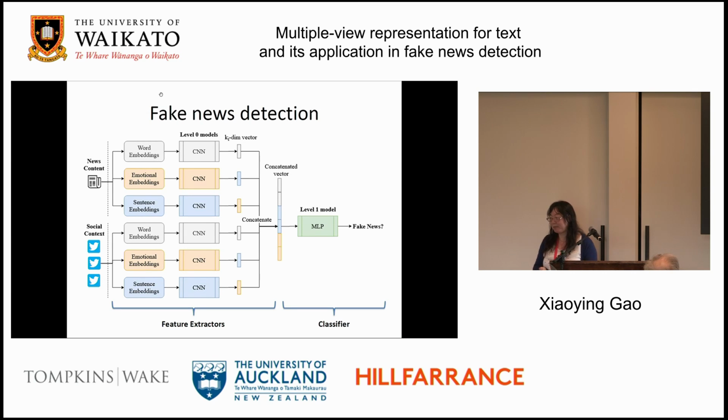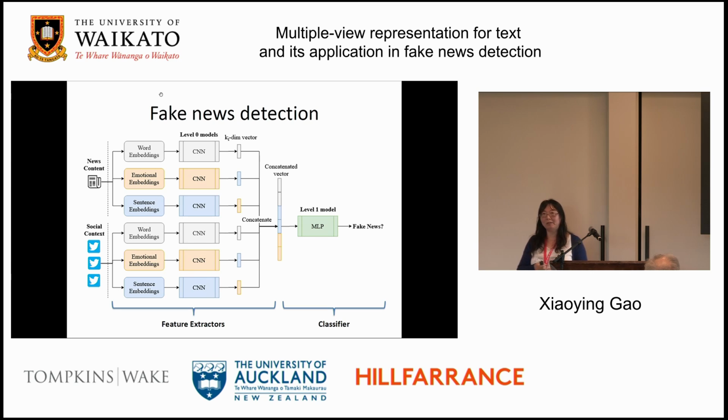So what are the multiple views? Here's one example on fake news detection. First of all, we use different sources. We use the article itself, called news content. We also use the social context, which is the tweets, the people who put comments about this article. And for each one of them, we have 3 representations. They are just examples. We can put more. We can put a character level there. So we have word level, we have sentence level, and the middle one is called emotional level.